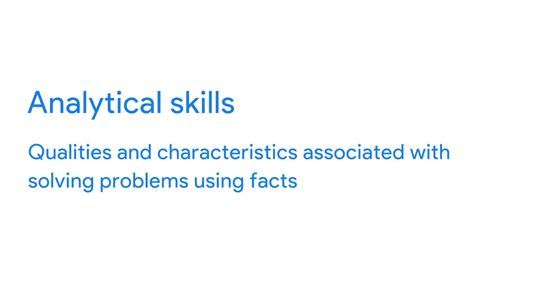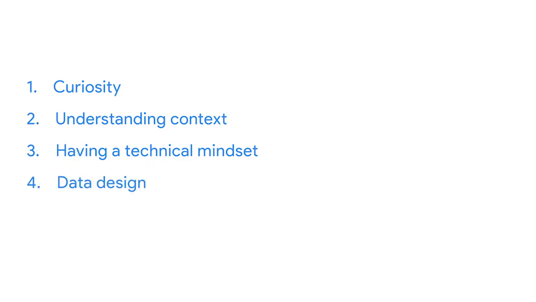Let's start by defining what I'm talking about here. Analytical skills are qualities and characteristics associated with solving problems using facts. There are a lot of aspects to analytical skills, but we'll focus on 5 essential points. There are curiosity, understanding context, having a technical mindset, data design, and data strategy. Now, you may be thinking, I don't have these kinds of skills, or I only have a couple of them. But stay with me, and I bet you'll change your mind.